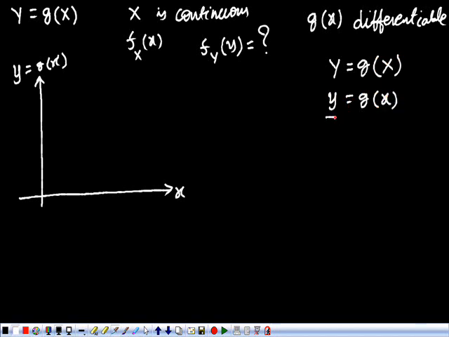Here small y is the value taken by the random variable y, and small x is the value taken by the random variable x. The random variables satisfy this relation, so definitely the values taken by the random variables will also satisfy the same relation. So here we are assuming the relationship between these two is in this way. That is, the transformation is a monotonically increasing transformation.